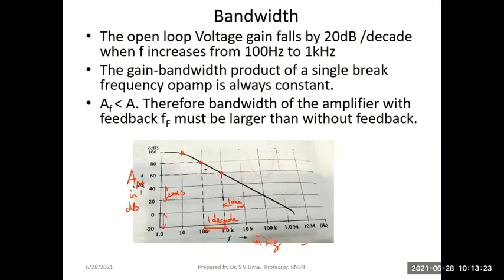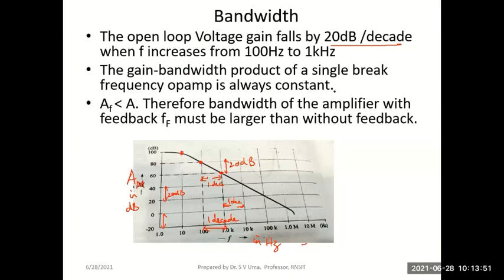And you can notice that the change in gain here is by a factor of 20 decibels for a change in frequency of 1 decade. Okay. So I can say the rate of change of voltage gain is 20 decibels per decade in the range of frequency from 10 Hertz to 1 kilohertz. Everywhere it is almost the same.